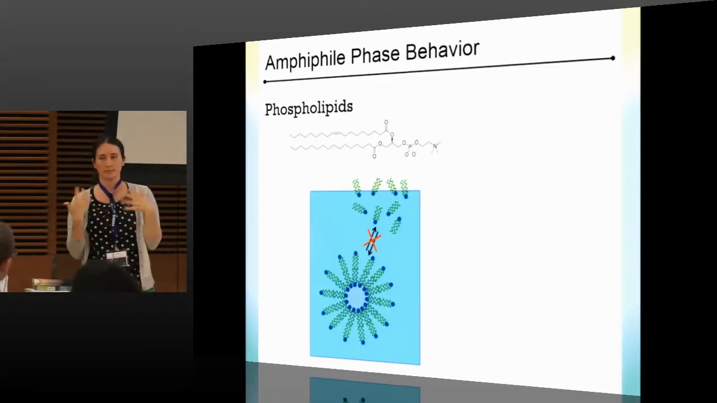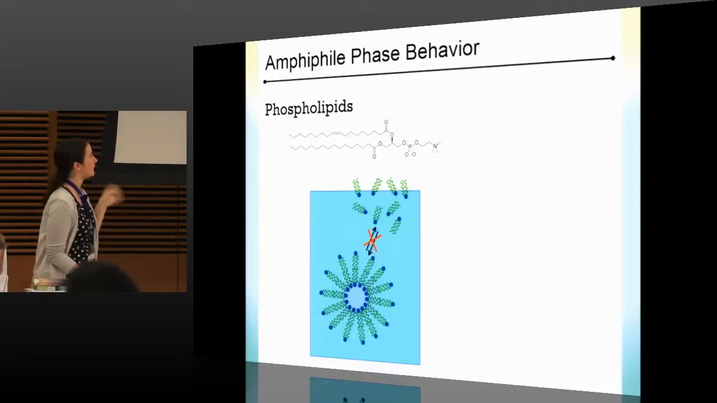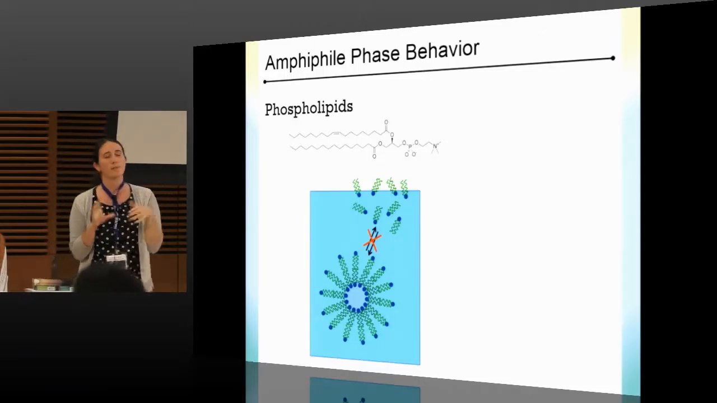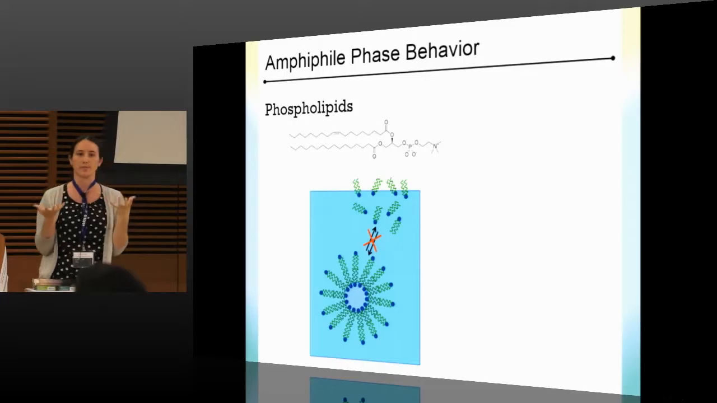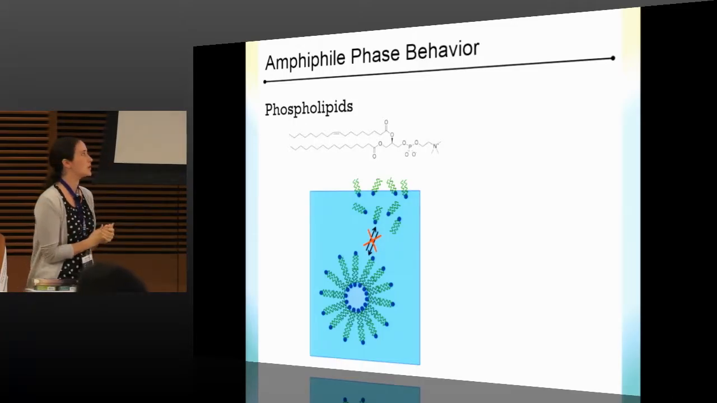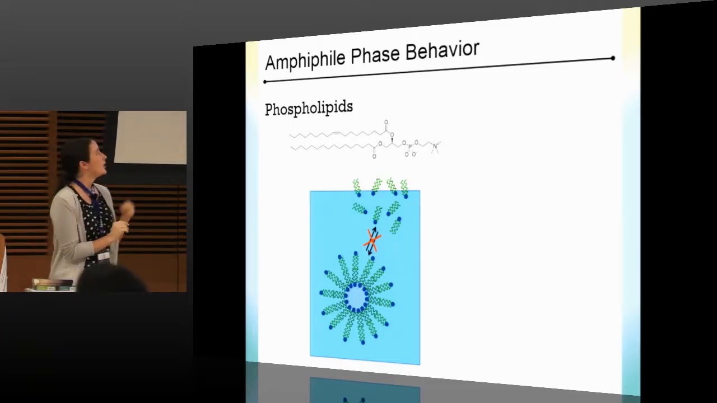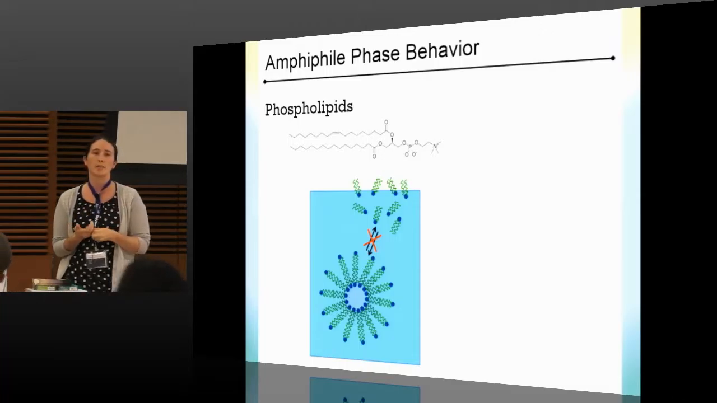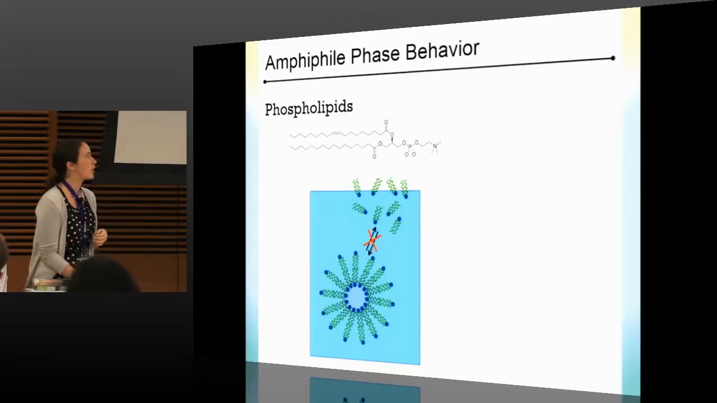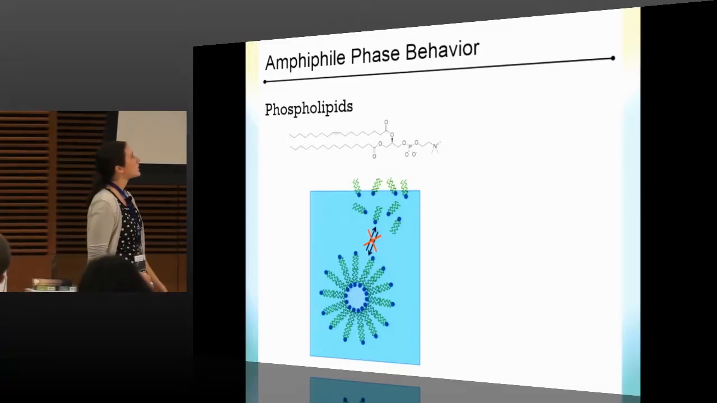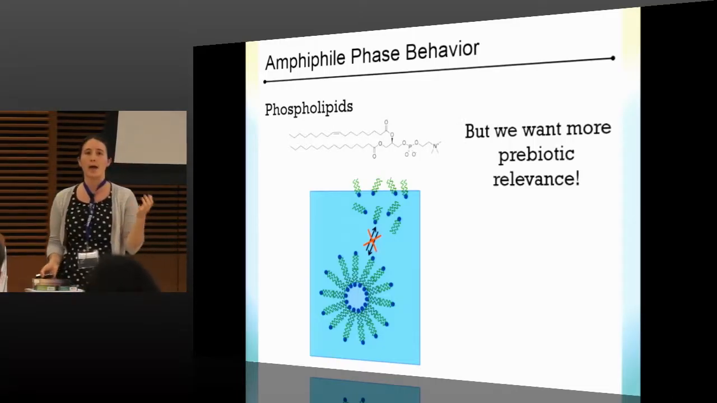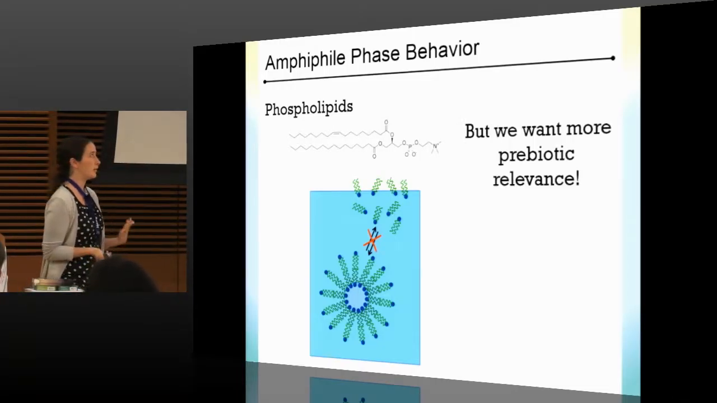And so modern biology uses a lot of phospholipids, and they readily form these three-dimensional structures in vesicles, even at fairly low concentrations. And they have relatively simple phase behavior. They're not in equilibrium with the monomer in solution. They're kinetically trapped structures. But as I said, these are not very prebiotically relevant. So how do we get to a model that is more prebiotically relevant?